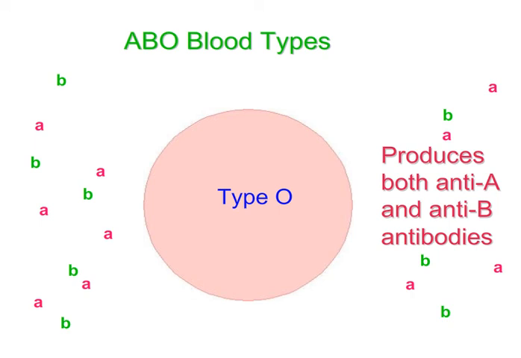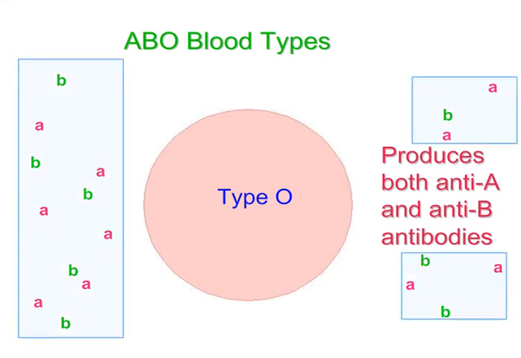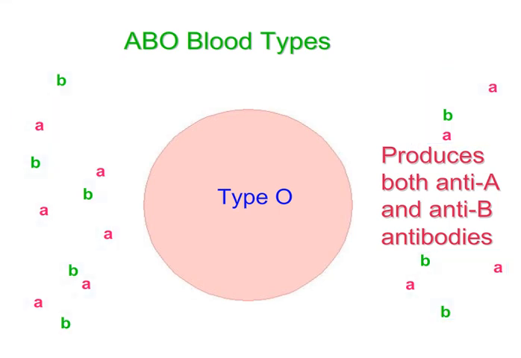Now, remember the rule about antibodies, that we make antibodies to the antigens that we do not have. And the antigens that we do not have are antigen A and antigen B. As a result, we make both A and B antibodies. And so somebody with type O blood would react if you gave them A blood, they would react if you gave them B blood, and they would certainly react if you gave them AB blood. So somebody with type O blood should really only receive type O blood. On the other hand, we can give type O blood to just about everybody because the recipient's antibodies will not attack any of its antigens.